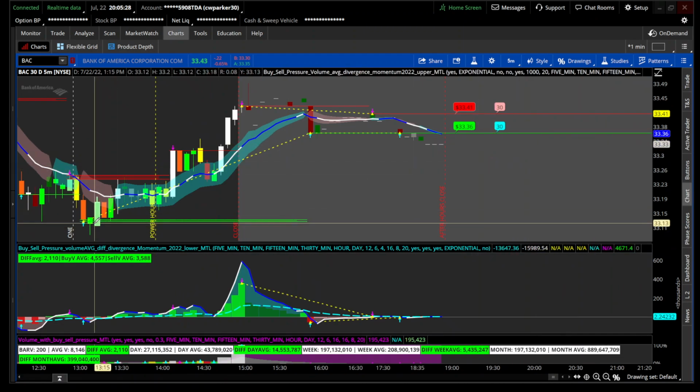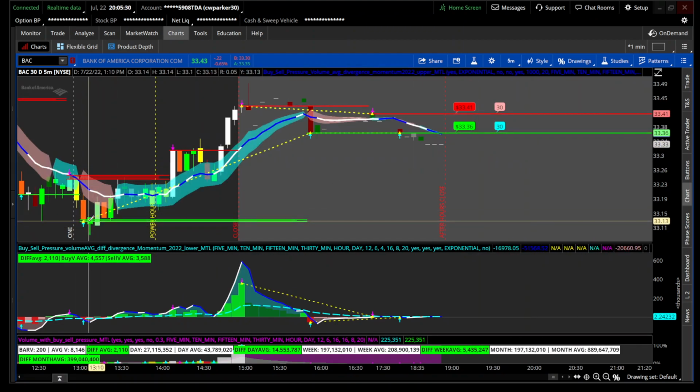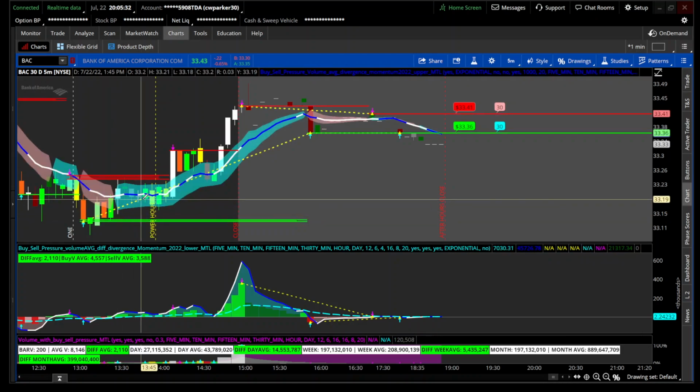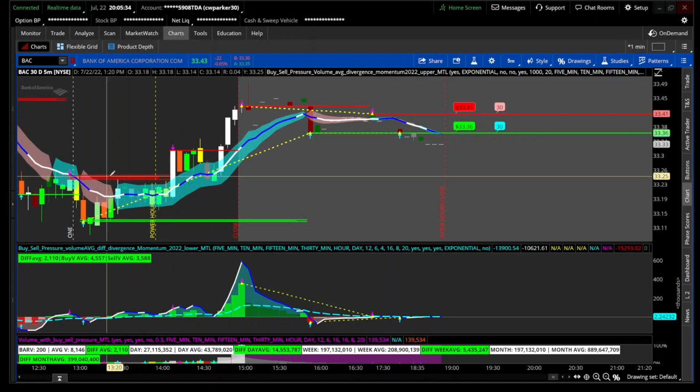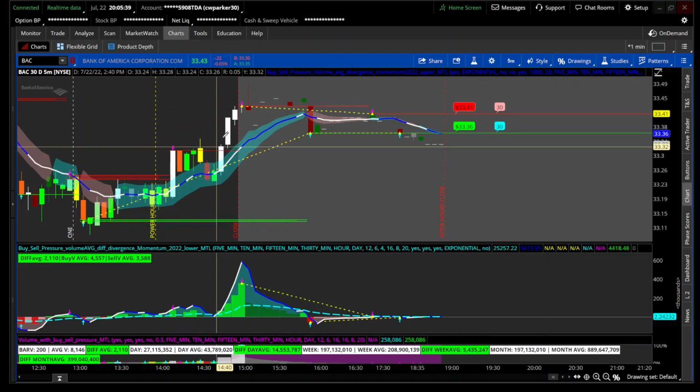And you can look right here. You had your bullish divergence back here, and then the stock went up from there. It reacted right here. It had to get back above this bearish divergence and then continued up.